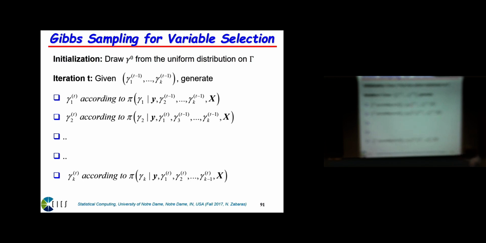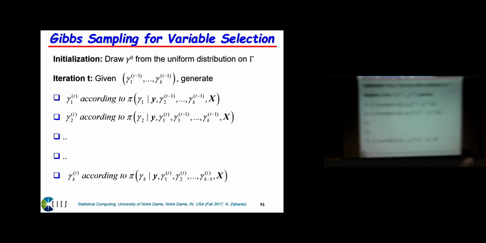Now, to what values do you fix the previous variables? How do you know if they're in or out? Since you're going to do it iteratively, you're going to use whatever calculation you decided before. If you decided they are in, you keep them in. If you decided they're out, you keep them out. So the index t that you see here indicates an iteration. And then you sample gamma 2 from the conditional distribution of gamma 2 given the previous gammas.